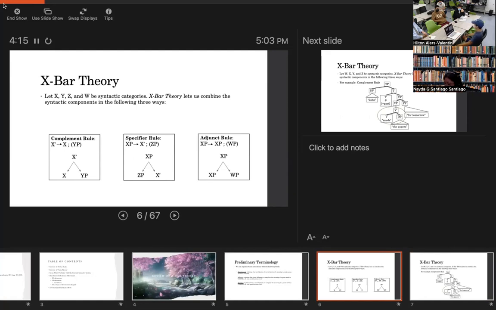Gray would be adjunct. Yes. So X-bar theory then. Because gray can be a phrase by itself. What color is the cat? Gray. Okay.